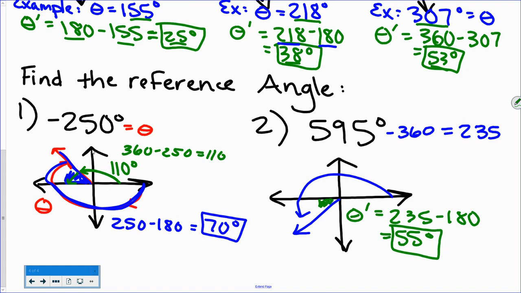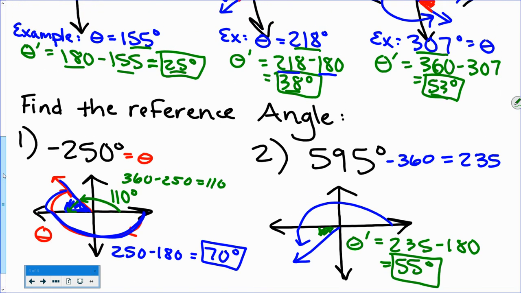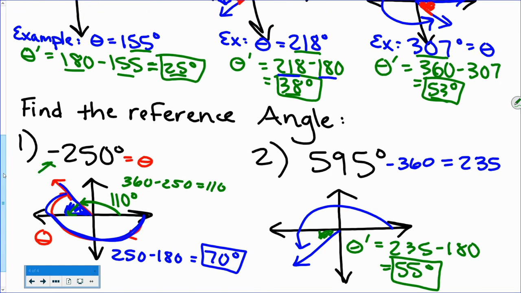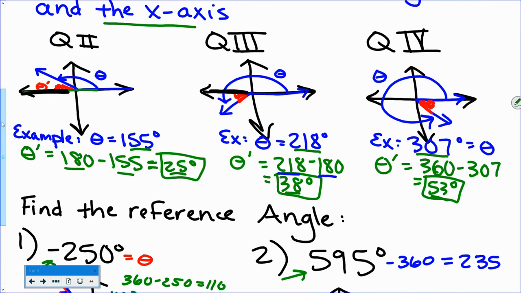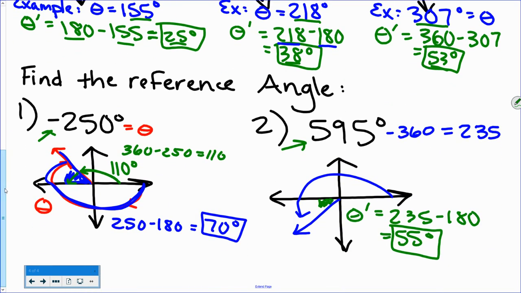If you don't have one that is negative or one that's past 360, these will be the general formulas that you'll use every time for quadrant 2, 3, and 4. A couple other things we'll take a look at.